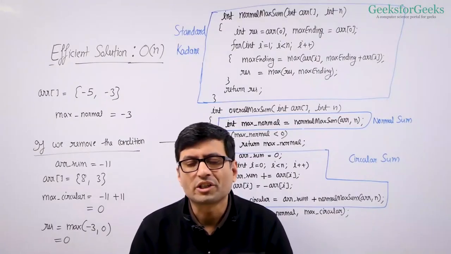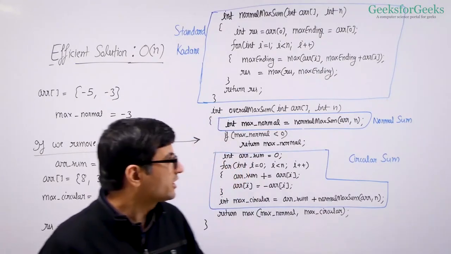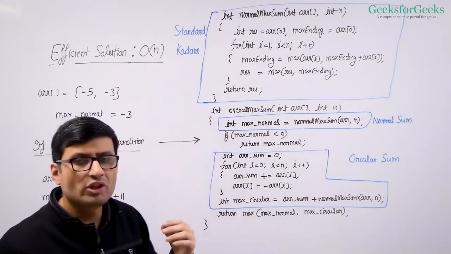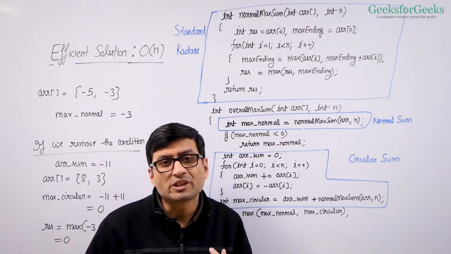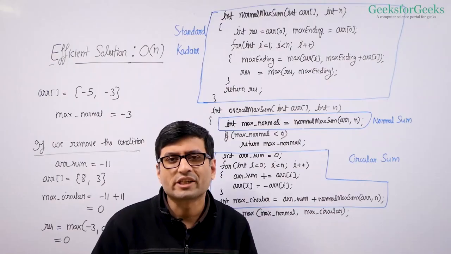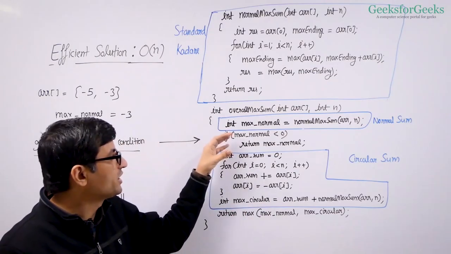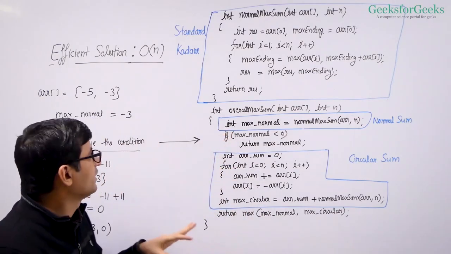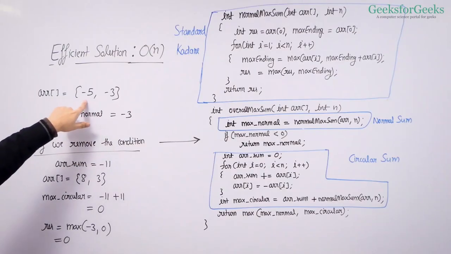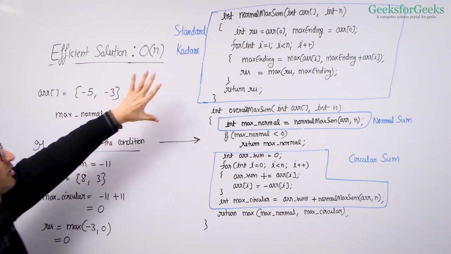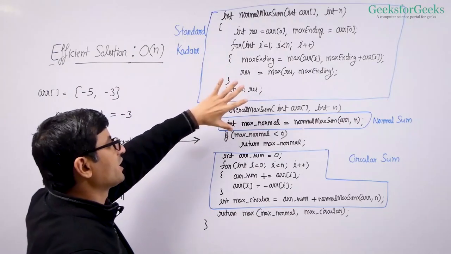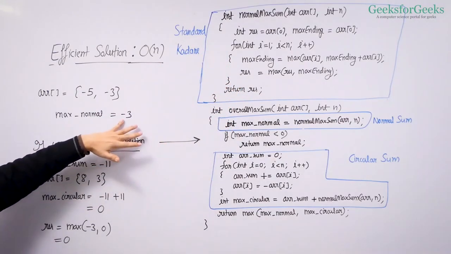Now, one important thing about this implementation, this condition not only optimizes the code when everything is negative, it also makes the code correct. If everything is negative and if we remove this condition, then this code is going to fail. Let's see an example. So we have an array -5, -3. We'll get the max normal as -3. This algorithm will work fine, right? It will give you the normal maximum sum as -3.